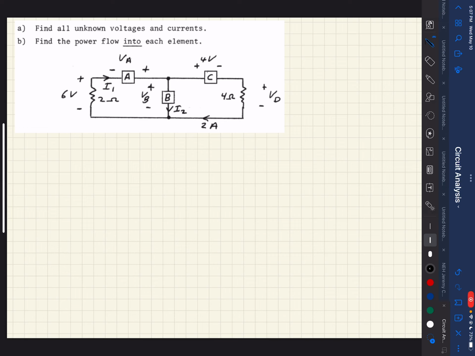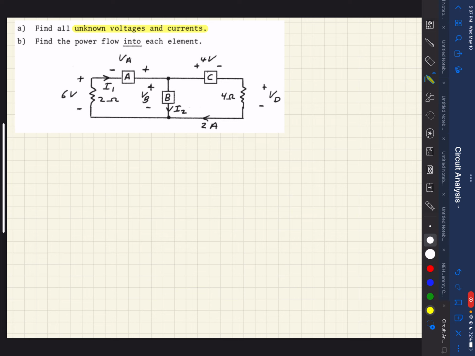So in this exercise, we're given a system, and several of the characteristics of the system are known, but there are also many that are unknown. So what they're asking us is, from what we are given here, can we determine all of the unknown voltages and currents? So let's take a look at this and see what we can figure out.